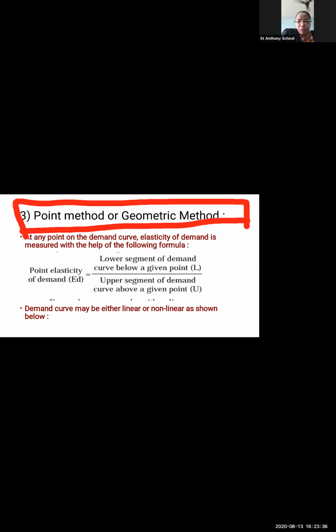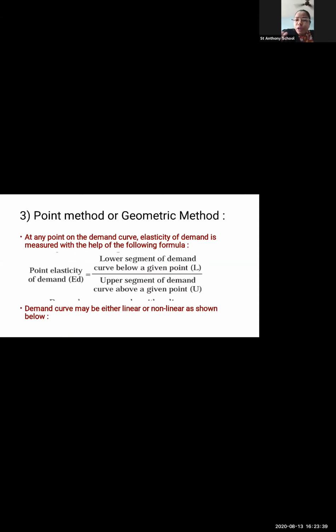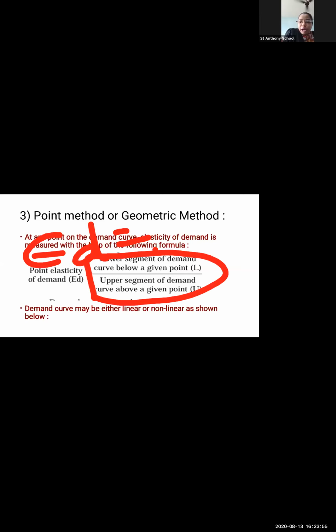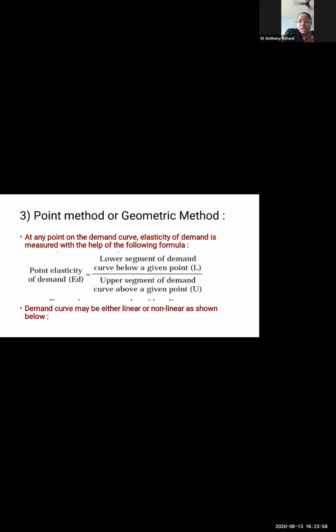What is the formula for it? Point elasticity of demand, represented as ED, is equal to the lower segment of the demand curve below a given point upon the upper segment of the demand curve above the given point. Here in this point method, we have two different types. First one is linear, second one is non-linear.